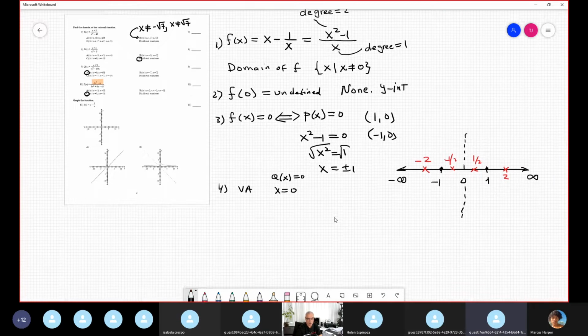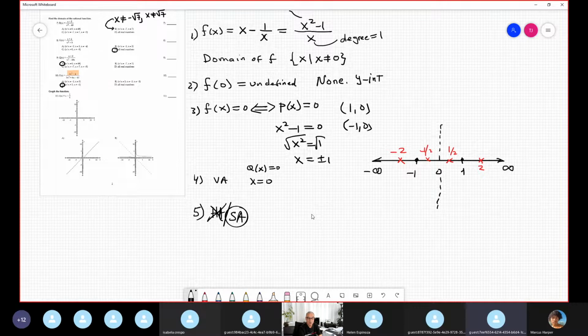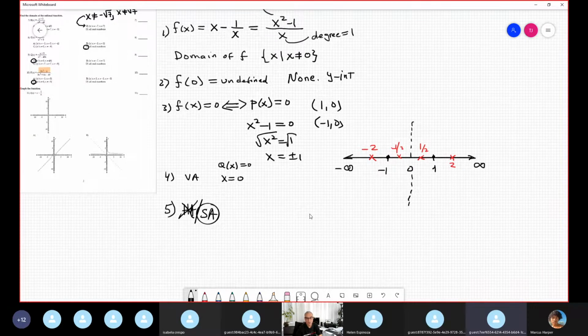Okay, now number 5 is the analysis of the horizontal or slant asymptote. And remember, for doing that, we analyze degree. When the degree of the polynomial in the top is greater than 1, we have a slant, absolutely, and no horizontal. Totally exclusive. No horizontal. And for finding the slant, we do long division or synthetic division, either way you prefer.